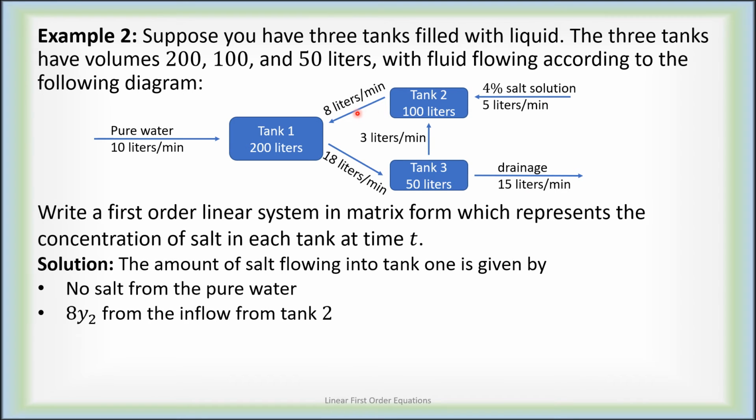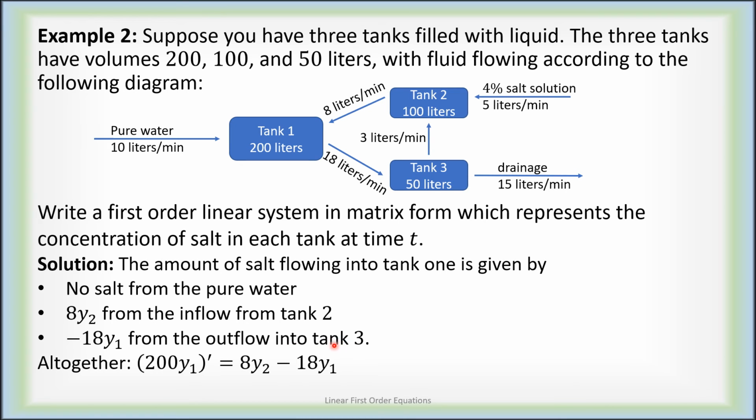However, 8 liters at a concentration of Y2 is flowing in. So how much salt is that? 8Y2 amounts of salt are flowing in from tank 2. But I am losing 18 liters at concentration Y1 because it is flowing out of tank 1. So minus 18Y1 amount of salt is from the outflow that goes into the third tank. So altogether, 200Y1 is the amount of salt in tank 1. The amount of salt is changing by gaining 8Y2 and losing 18Y1.